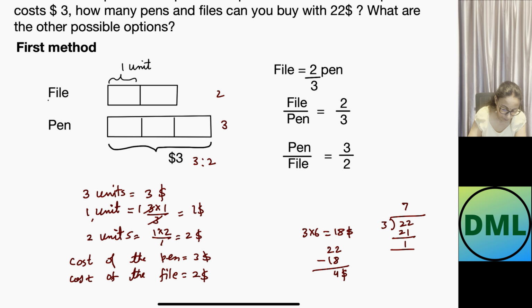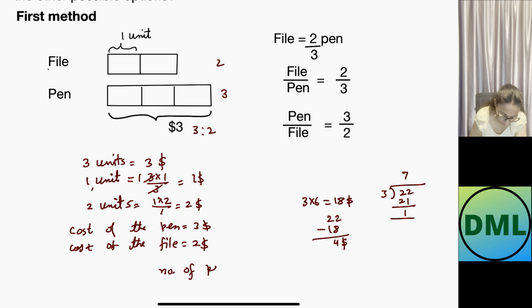And I need to buy the file which costs $2 per file. That means one file costs $2. So from $4 I can purchase 2 times 2 is 4. I can buy 2 files. Let's write down the answer: number of pens is equal to 6, number of files is equal to 2. One pen costs $3, 6 times 3 is 18, and one file costs $2, 2 times 2 is 4. 18 plus 4 is 22. I can buy 6 pens and 2 files.